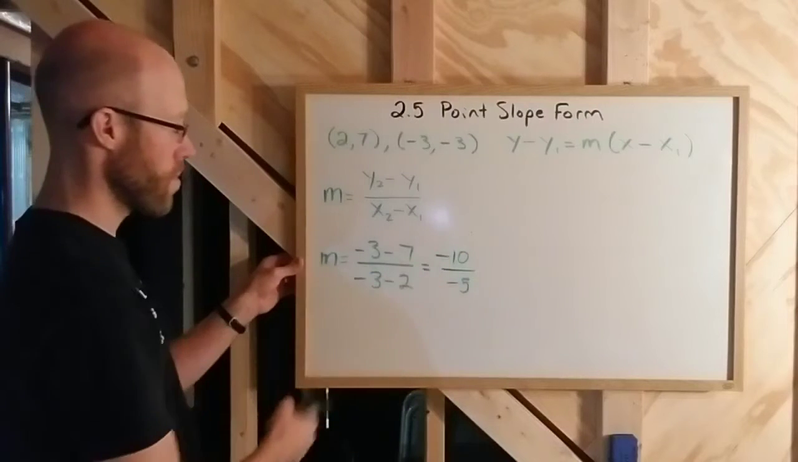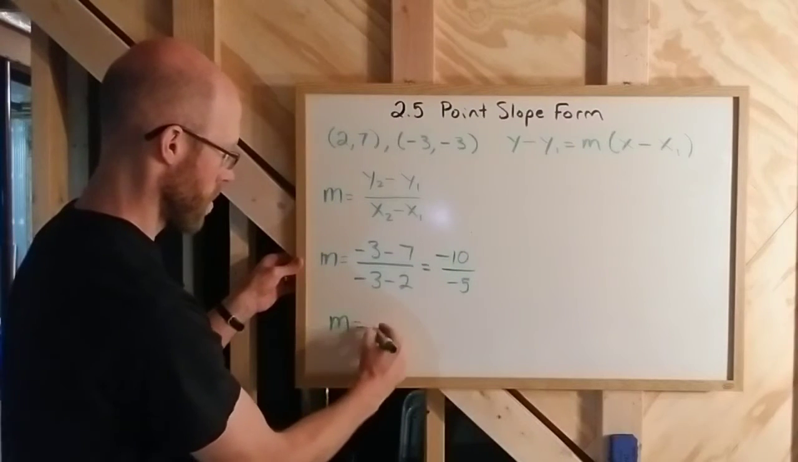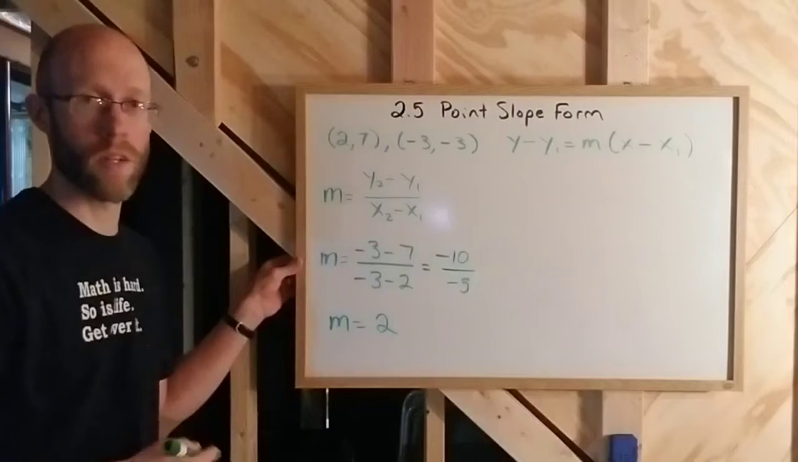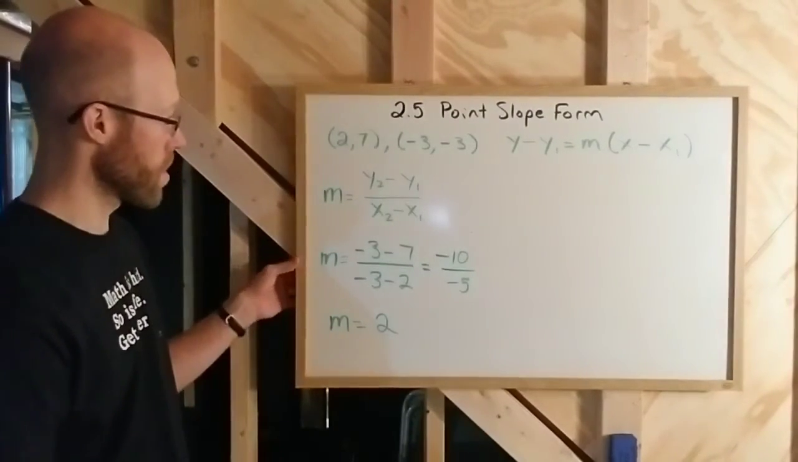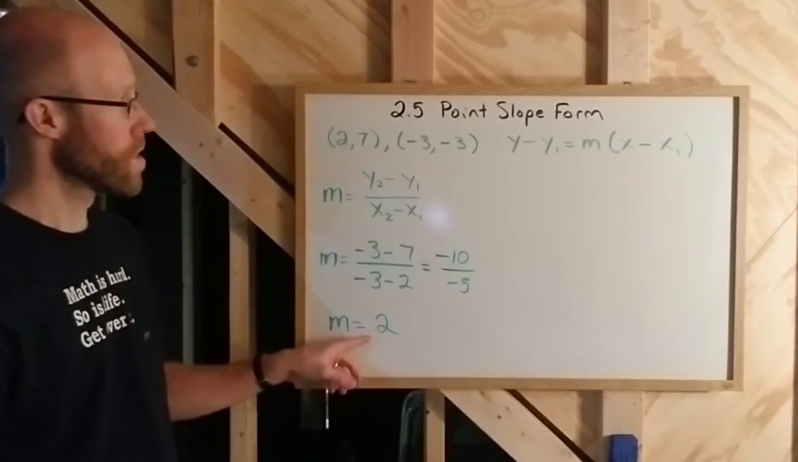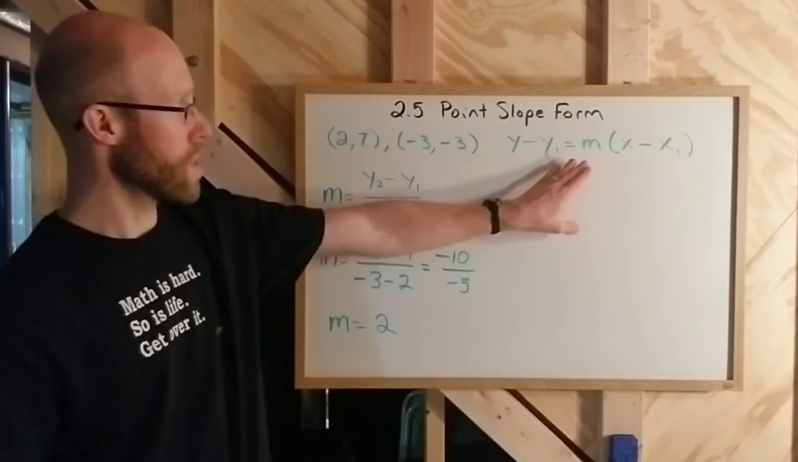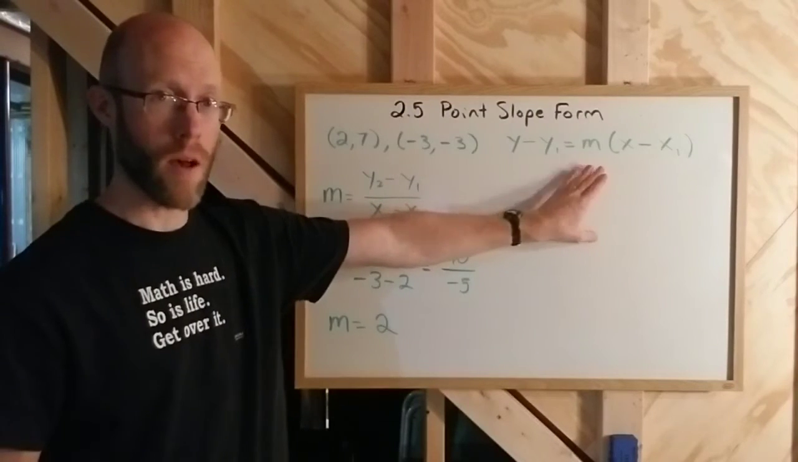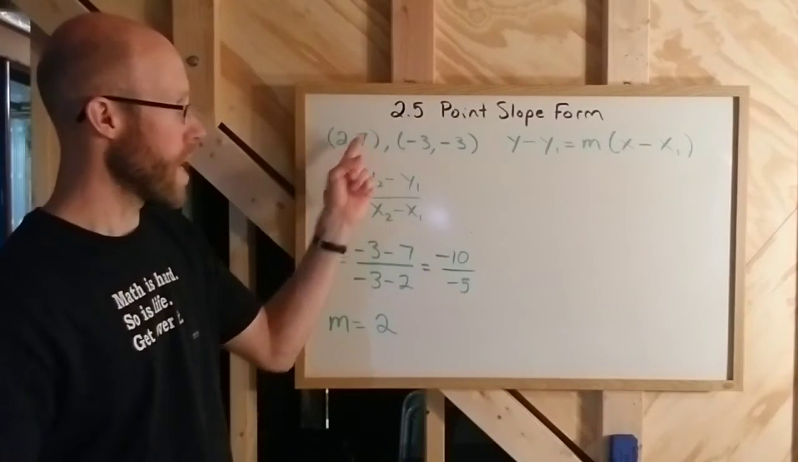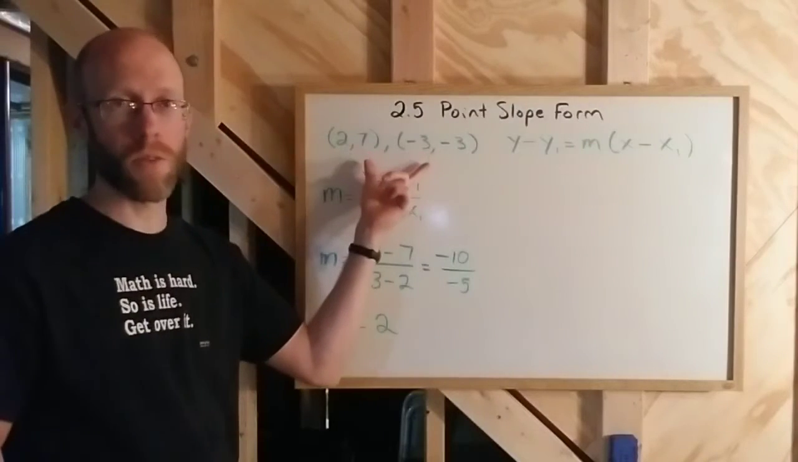And -10 over -5 reduces to 2, right? Double negative makes positive, 10 over 5 is 2. Okay, so my slope is 2. So when I plug that back into the point slope form, I know that 2 is going to go in for m.